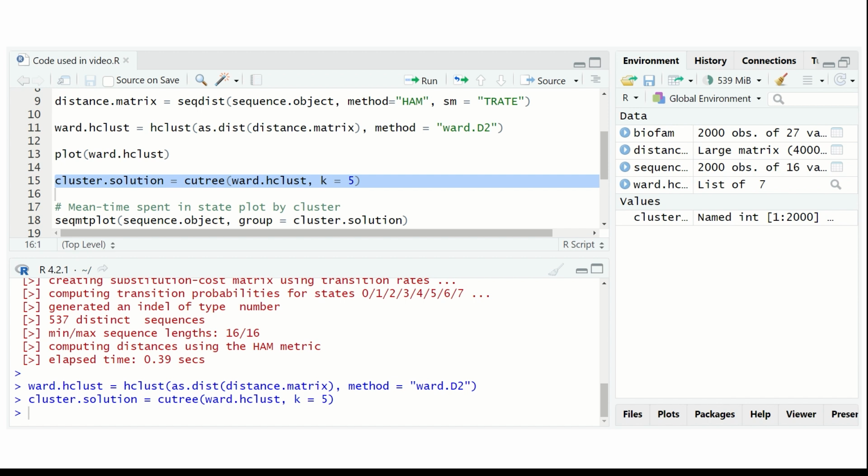I should say that this is only a selection of some of the possible visualizations. The TraMineR user guide has a far more detailed discussion of all of the possible variations that you can use.